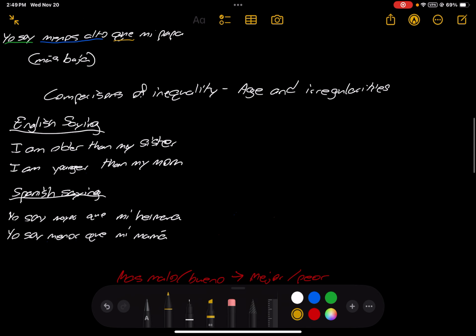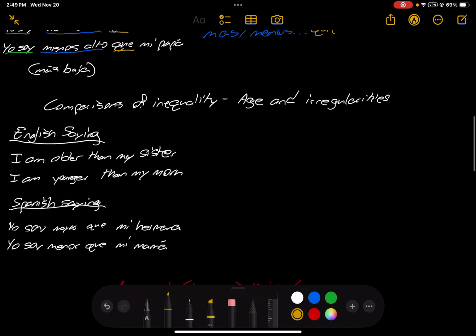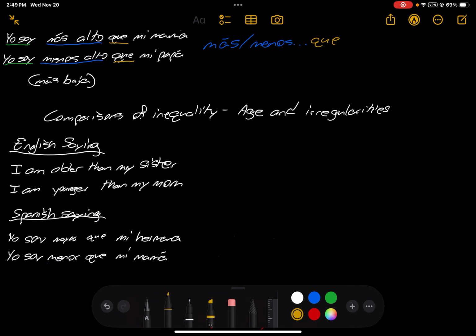Now, let's start to go over the irregularities a little bit more in depth. And for this, we'll use the example of a comparison of age. So in English, we can say, I am older than my sister, and I am younger than my mom. Again, we have our conjugation, our comparison, and the follower. So we have older and younger than.